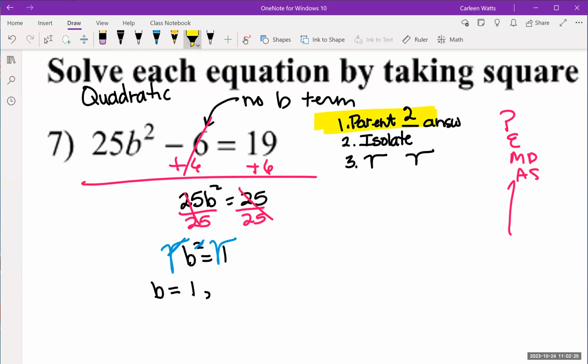Okay, let's go back up to here. I was expecting 2 answers. Okay, the 2 answers come from this step. Okay, so we have 1 or -1. Because -1 squared, negative times negative is positive, is also equal to 1. So we're expecting 2 answers.